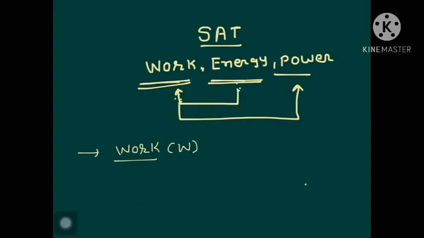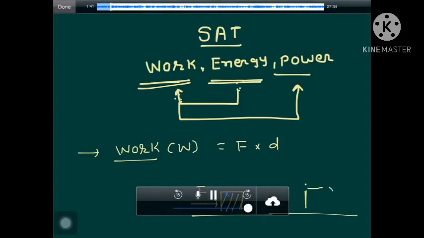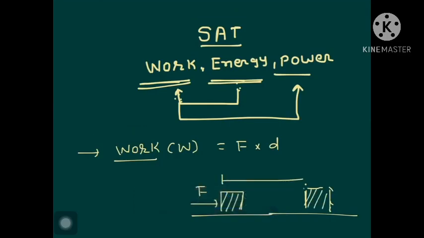But basically, when we define work, it is indicated by W, and we will indicate it in this way: force into distance. Suppose this is the object, and we apply some force on the object. The object will reach a new position. So what is the distance traveled by the object? Let's say it is d. So force into distance will give us the value of work done.